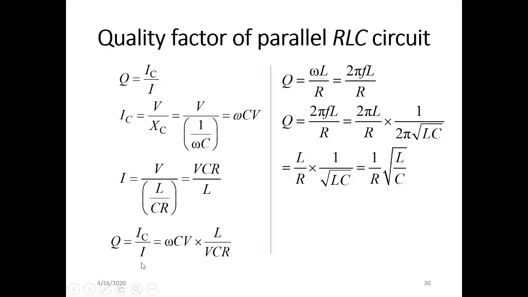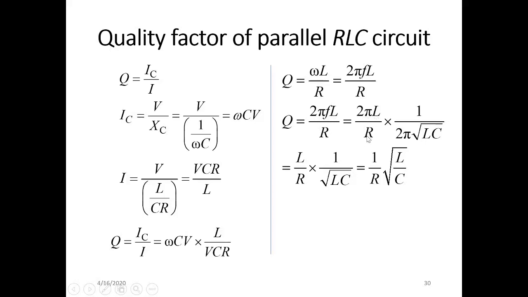So Q is equal to IC by I. So omega CV multiplied by, this I is coming reversed, L divided by VCR. This C I can cancel, this V I can cancel. Finally I will get omega L divided by R. So omega L divided by R. Now omega I can replace with 2 pi F. So 2 pi F L divided by R.